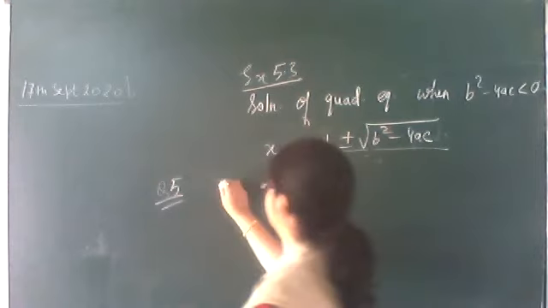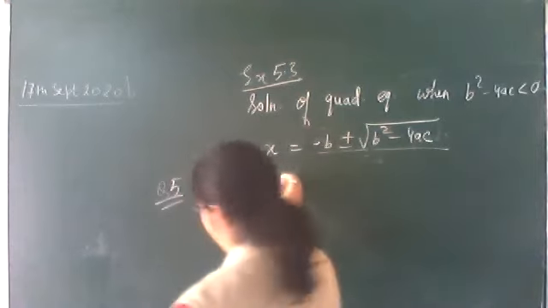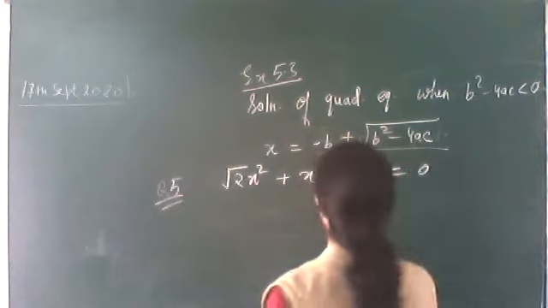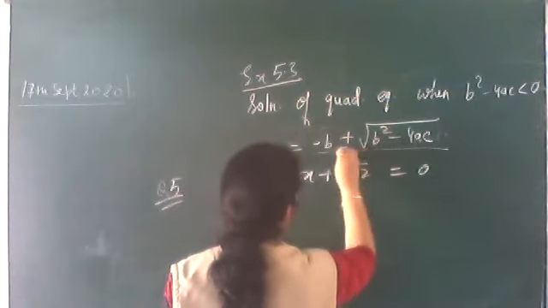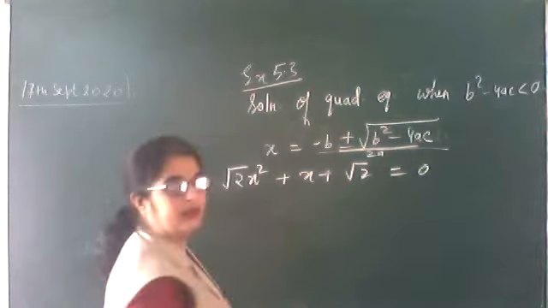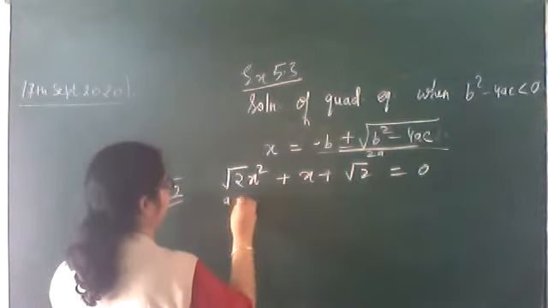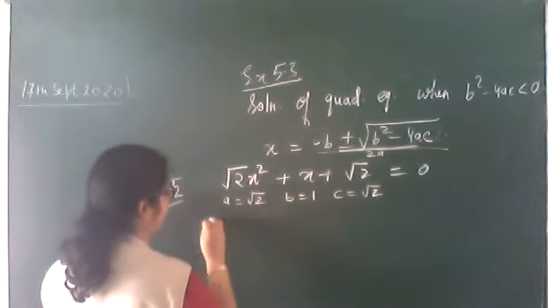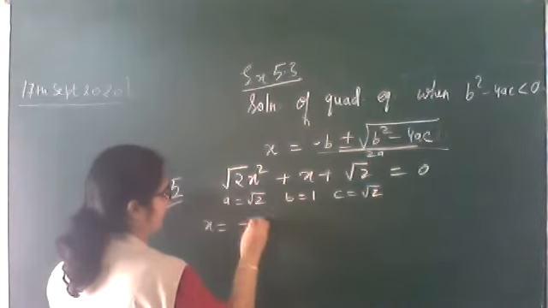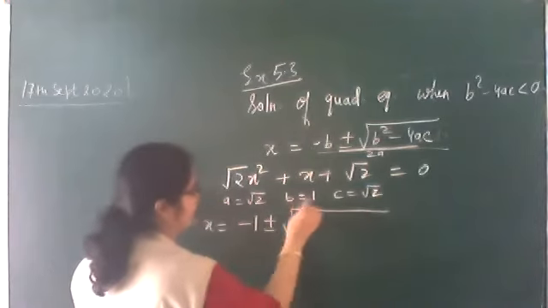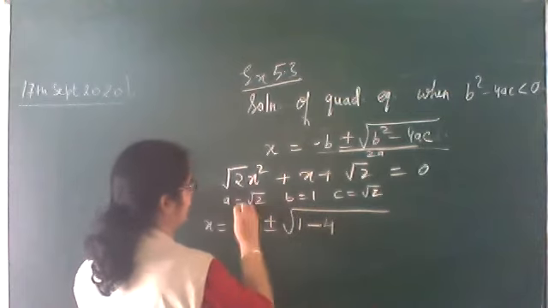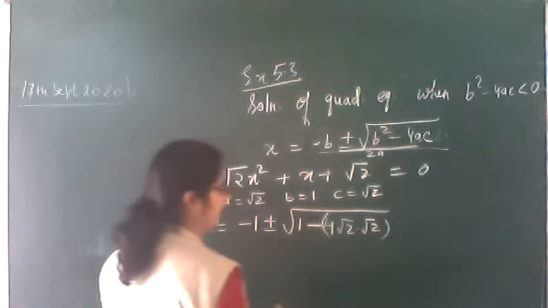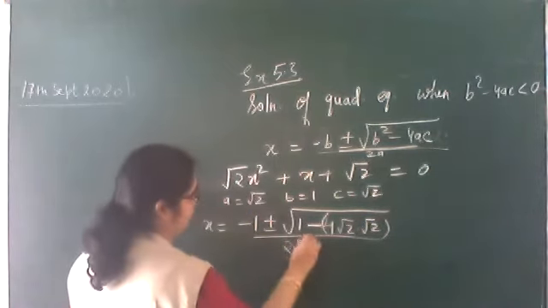root 2 x square plus x plus root 2 is equal to 0. Now from here, what you can say, a is equal to root 2, b is equal to 1, c is equal to root 2. Now just substitute the value, x is equal to minus b plus minus root of b square, 1 minus 4 times a is root 2, c root 2. Clear? Upon 2a, 2 root 2.